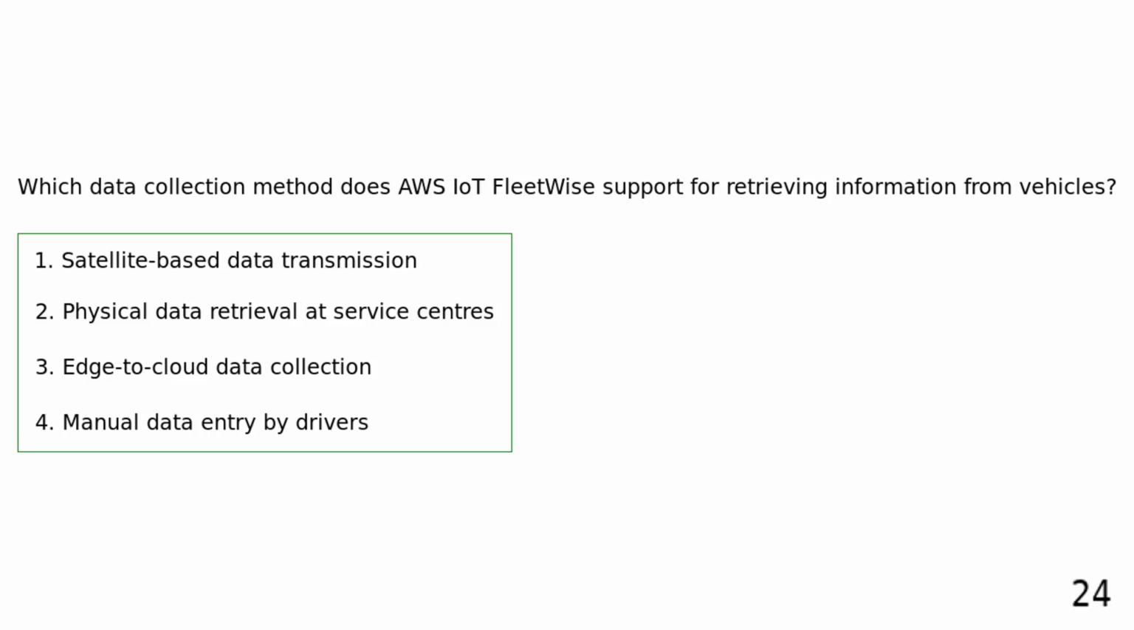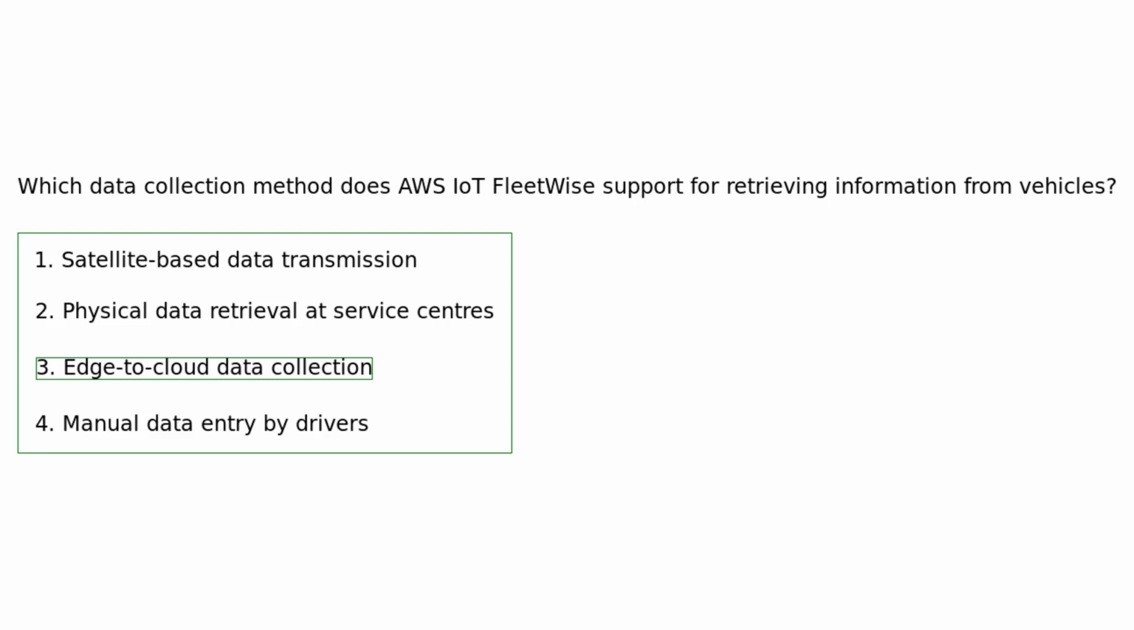Which data collection method does AWS IoT FleetWise support for retrieving information from vehicles? Satellite-based data transmission. Physical data retrieval at service centers. Edge-to-cloud data collection. Manual data entry by drivers. AWS IoT FleetWise uses edge-to-cloud data collection, allowing it to gather data from vehicles and transmit it to the AWS cloud efficiently.